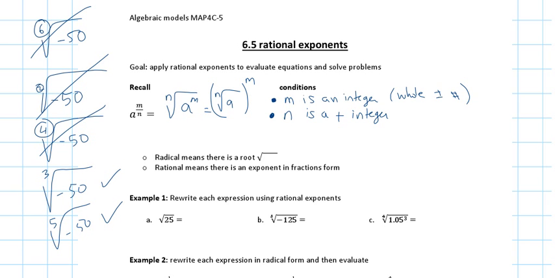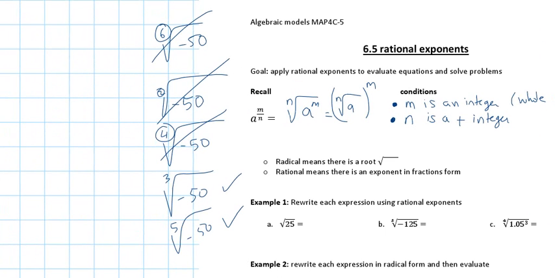So if I raise a negative 2 to the power of 2, what does that give? Positive 4. If I raise a negative 10 to the power of 2, what does that give? Positive 100. So anytime I raise it to an even exponent, what is my answer going to be? Positive. It's never going to be negative, right?